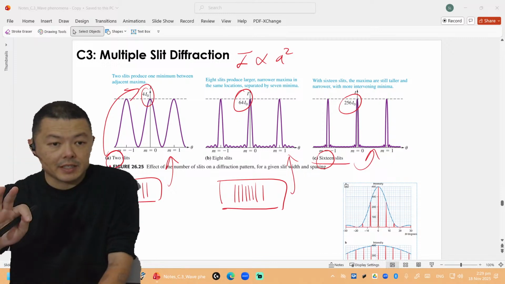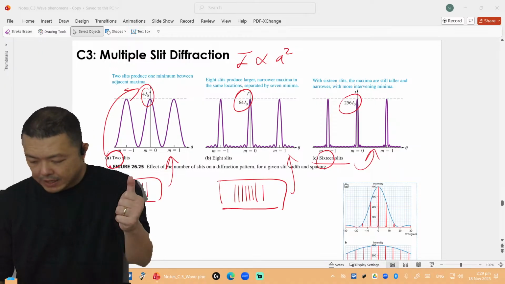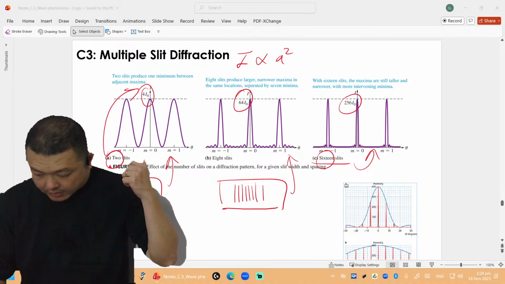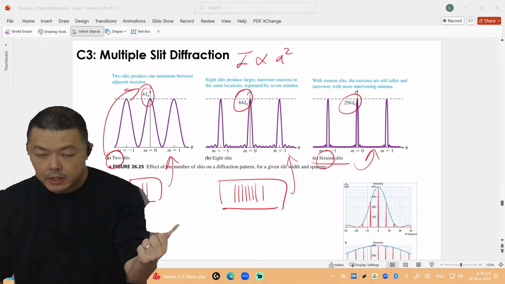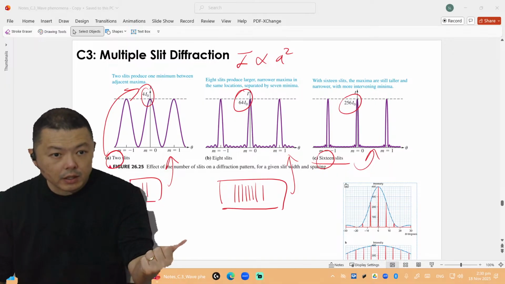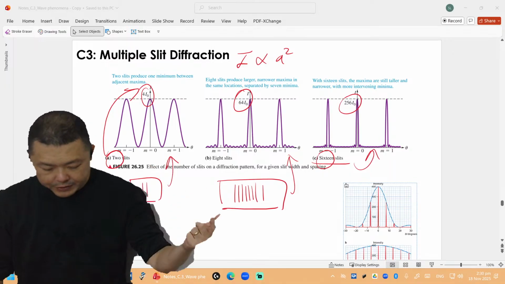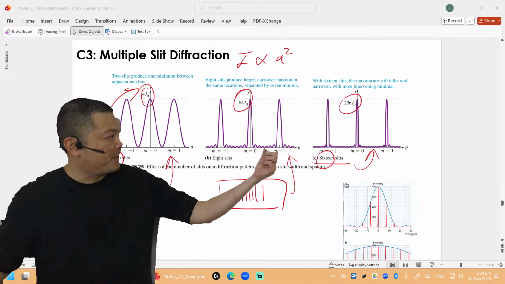So what are the three things again? Bright fringes become narrower. Bright fringes become... no, dark, bright. Okay, what are the two things that happen to bright fringes? First one, it becomes narrower, becomes brighter, and then the dark fringes become wider. So these are the dark fringes.